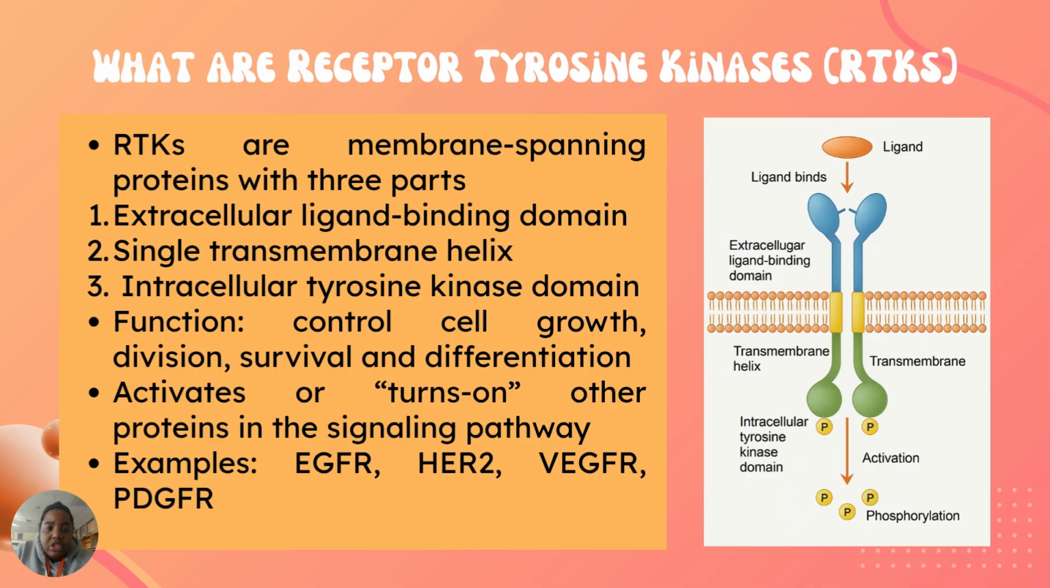We can take a look at the structure. If you look at your worksheet on part 2, it's going to ask you to utilize 3 different colors to create a diagram labeling the 3 main parts. So we have the extracellular ligand binding domain, the transmembrane helix, and the intracellular tyrosine kinase. If you look at the presentation, you can see how it looks. I would like you to draw it for yourself.